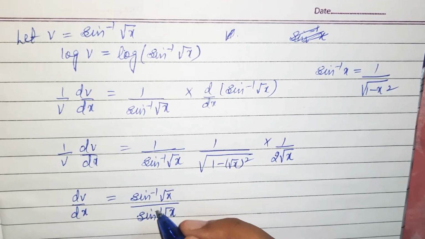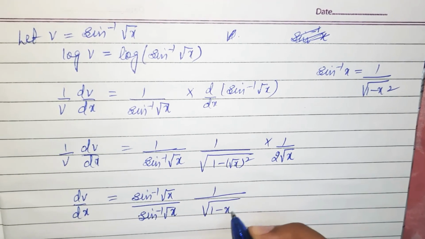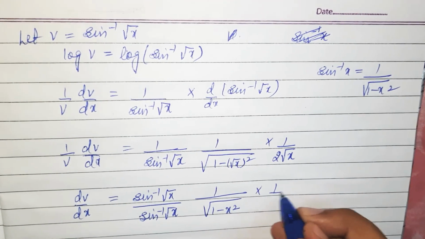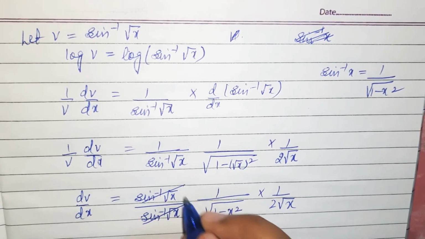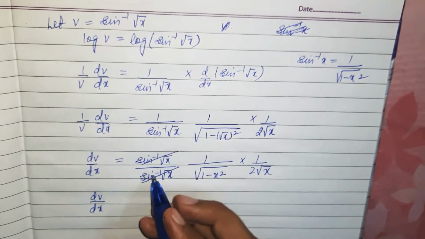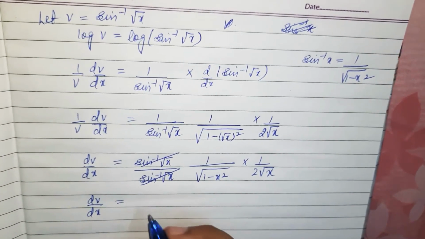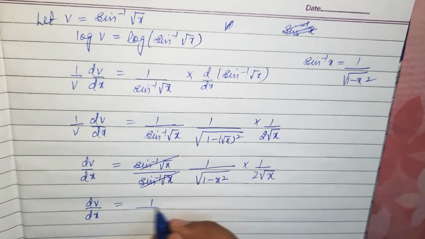Now this is 1 upon 1 minus x square into 1 upon 2 root x. So this will cancel out. That's why it's easy, do not apply the log function, because somehow this will cancel out. So you will be able to get the direct answer. So what will the final answer be?